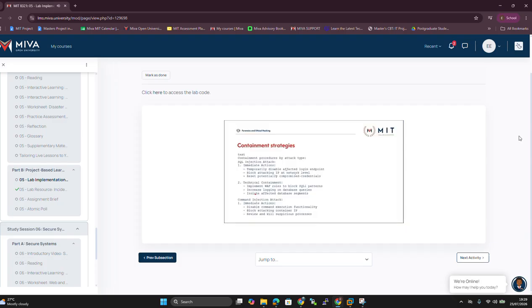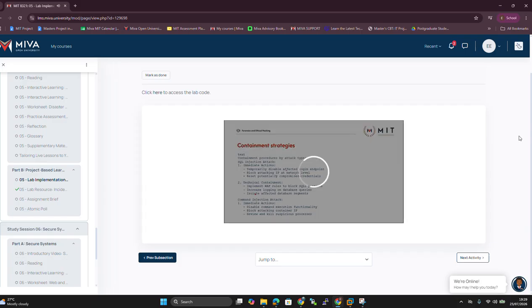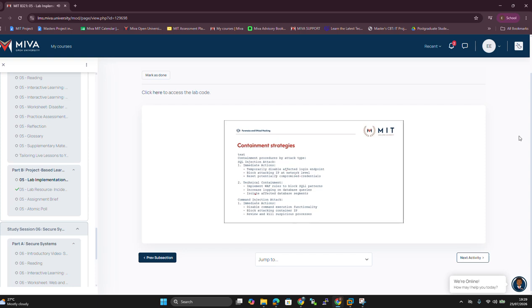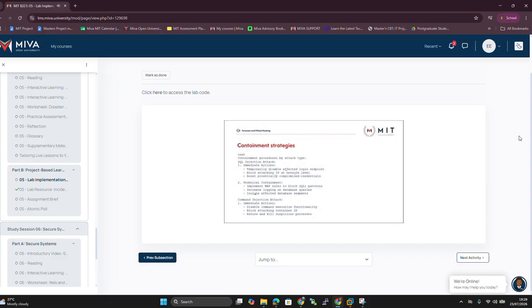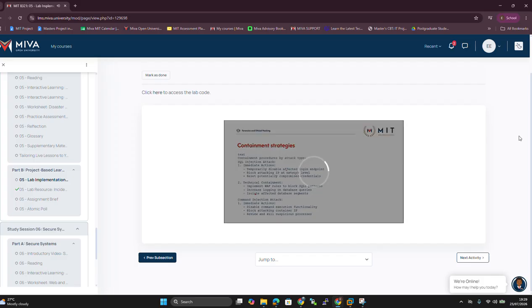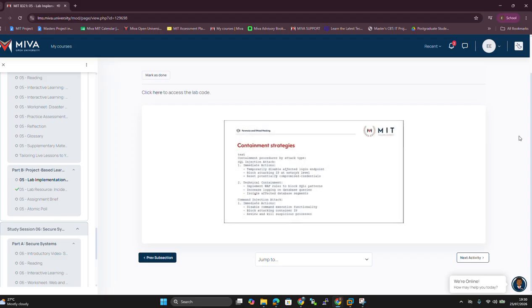Containment strategies. These are things that can be done or should be done, should anything happen, to get your system back to a working state. This is what we call a recovery plan, or recovery strategies. Okay, how to manage your risk at this time.